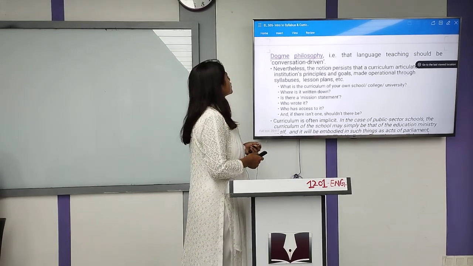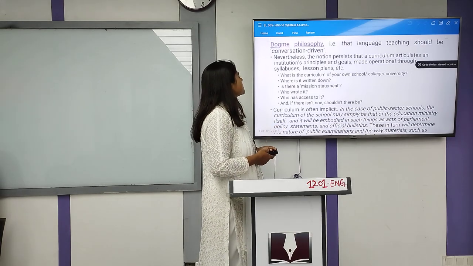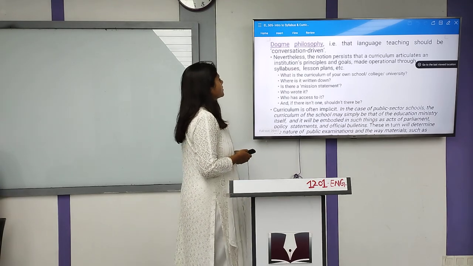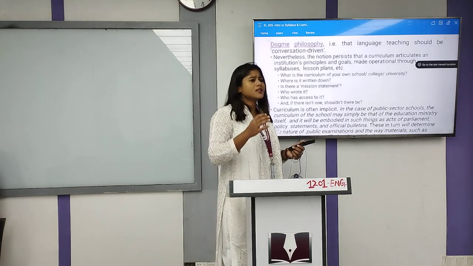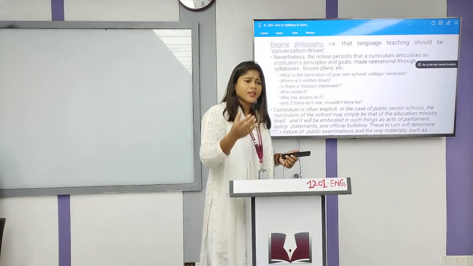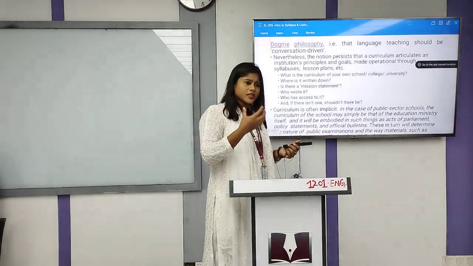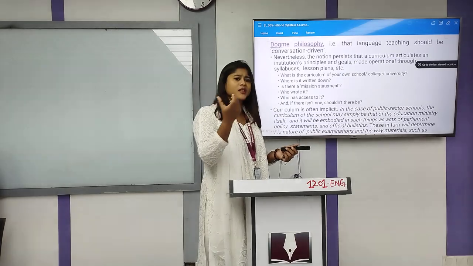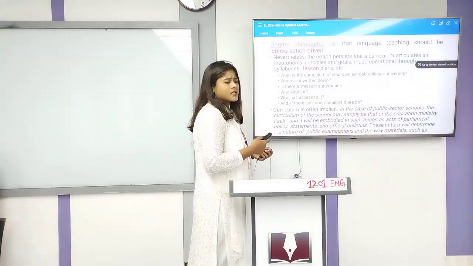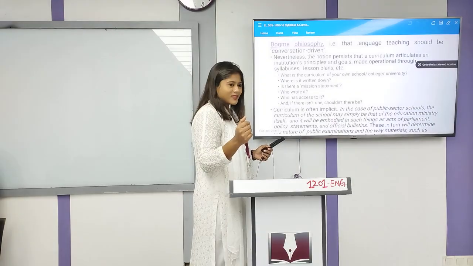So nevertheless, the notion persists that a curriculum articulates an institution's principles and goals, made operational through syllabus and lesson plans. So nevertheless, listen, the notion is that the curriculum tells the institution's goal, right? It could be a school or a bigger perspective, the educational system; the curriculum expresses its goal. Curriculum reflects the goals and principles of an institution, made operational through syllabuses and lesson plans. So how can it be made operational and effective? Through the syllabus, from the curriculum, right?